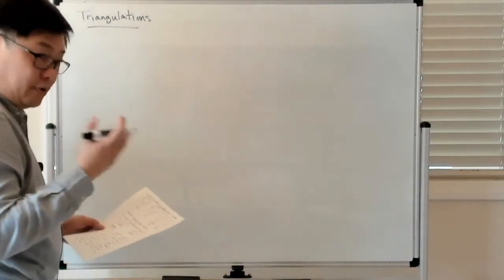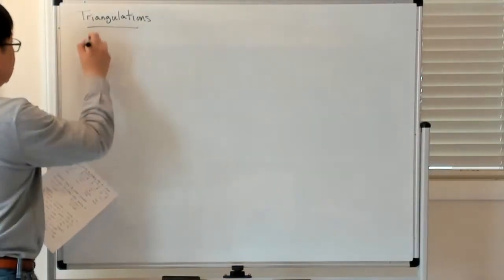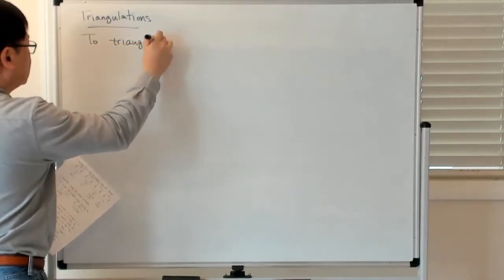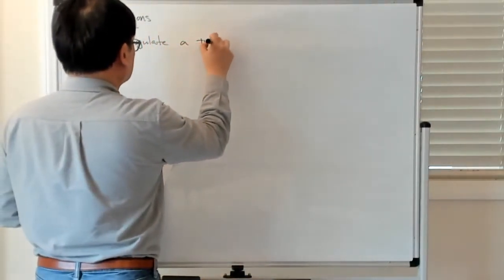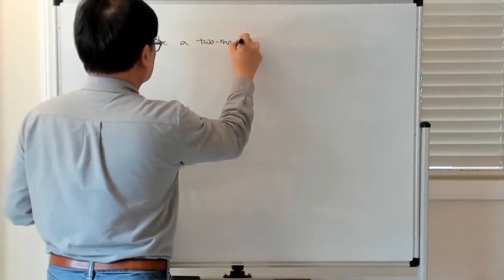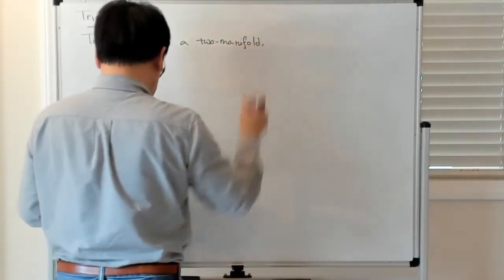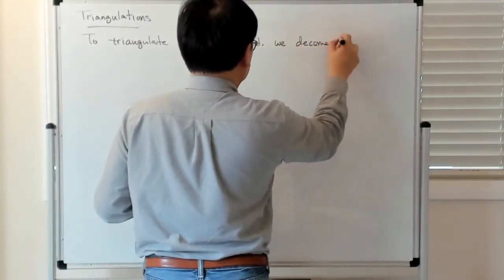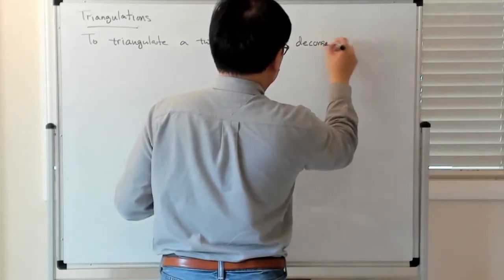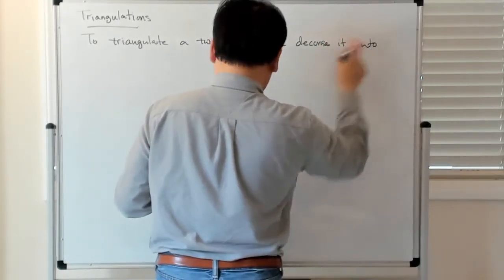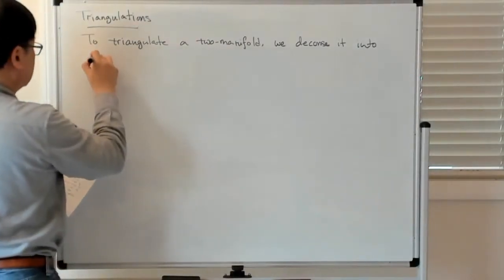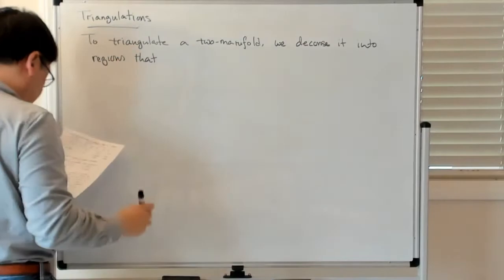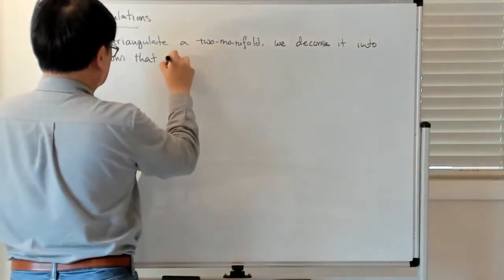So first, let me see what it really means to triangulate a two-manifold. To triangulate a two-manifold, we have to decompose it into regions that are homeomorphic to a triangle.